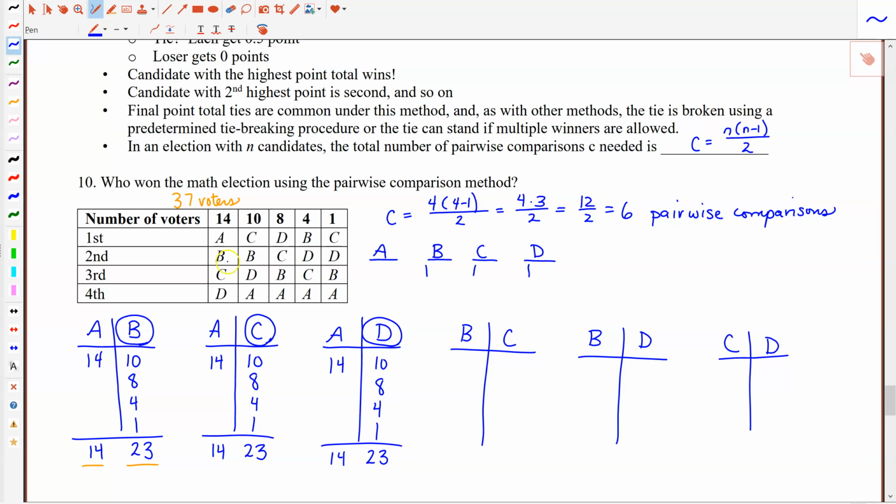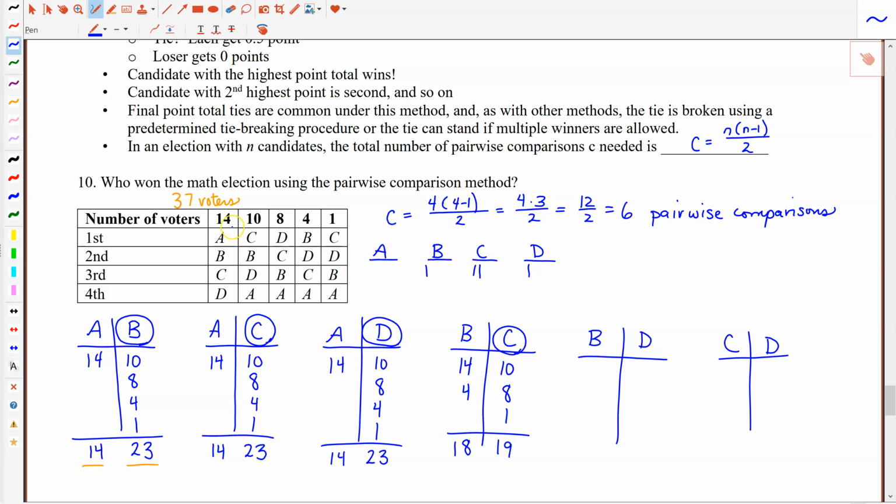Now let's take a look at B and C. So in this first column, B is ranked higher, so they get the 14. C gets the next column with the 10, C gets the next column with the 8, B gets the next column with the 4, C gets the last column with the 1. So this is then going to be 18 to 19. C wins that matchup, gets a point.